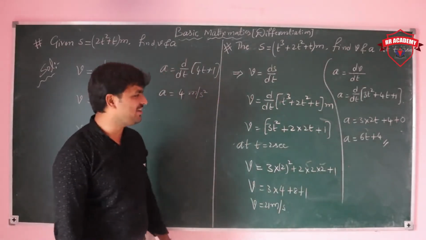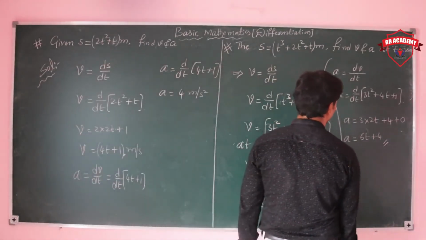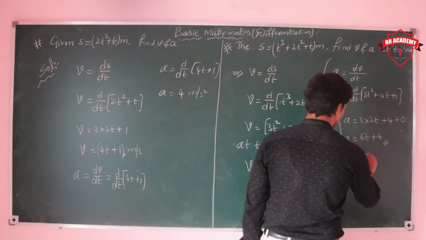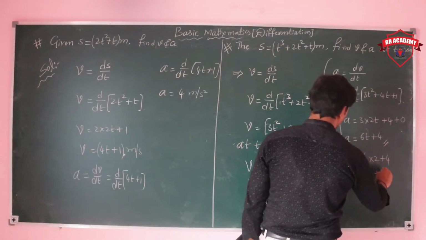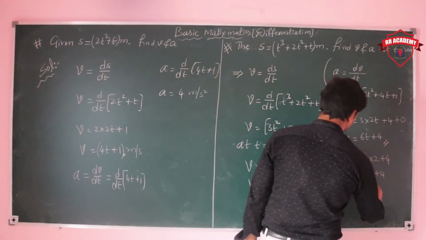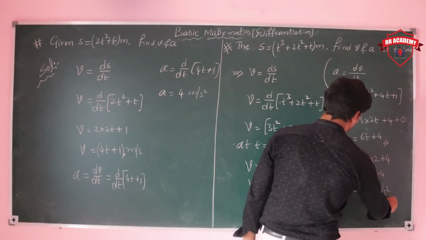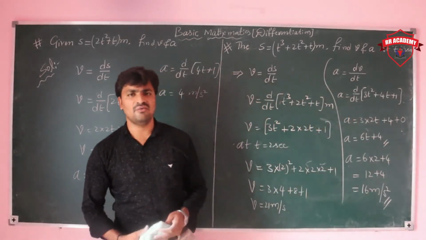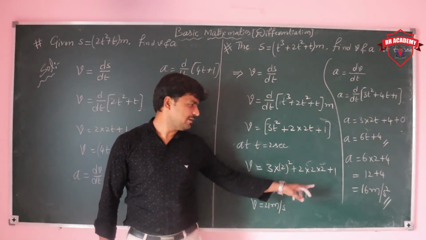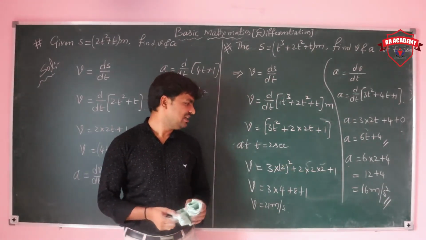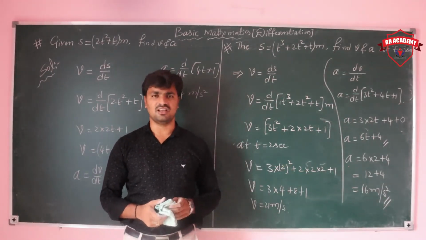Now substitute the value of t. T is equal to 2 seconds. So that is 6 into 2 plus 4, 6 twos are 12 plus 4, that is 16 meter per second square. After 2 seconds, the velocity of the particle is 21 meter per second and the acceleration of the particle is 16 meter per second square.